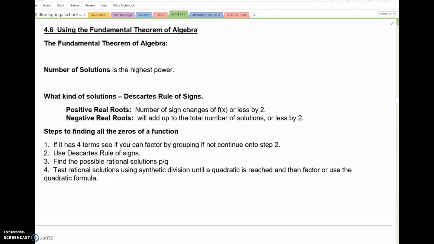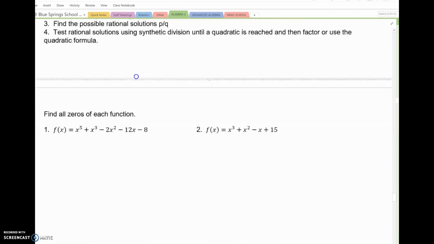So the fundamental theorem of algebra basically says that the number of solutions matches the highest power. Descartes' rule of signs talks about how many positive real roots we're going to have. The number of sign changes tells us the positive real roots, or less by 2, and then the negatives have to add up to the total, and the steps for finding all of the zeros are written there. Let's go to the next page.